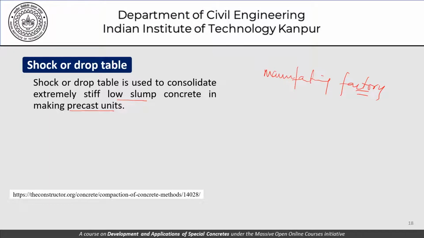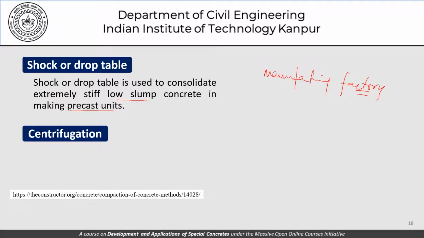That kind of heavy equipment is very difficult to manage at a construction site. Of course, at construction sites we have our own construction equipment, but we try to ensure that it is lighter, at least to the extent that it can be more easily managed. In a factory environment, we can manage to have heavier equipment. So equipment such as the shock or drop table is better suited for precast units in factories.